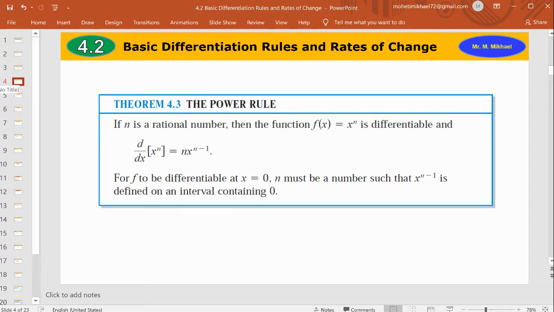Second rule, second theorem, the power rule. If we have a function f of x, and we need to get the derivative of this function, and this function is raised to the power n, the derivative of this function is equal to n times x to the power n minus 1. What's going on? Guys, this is very easy. You bring this power n down to be the coefficient, and you decrease the power by 1. So that's going to be n times x to the power n minus 1.